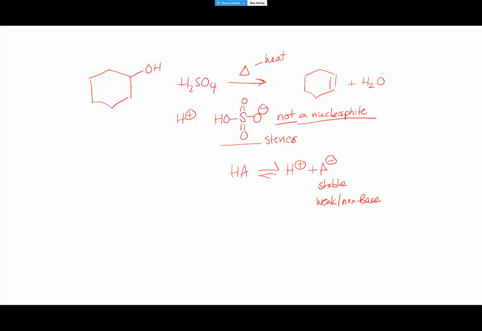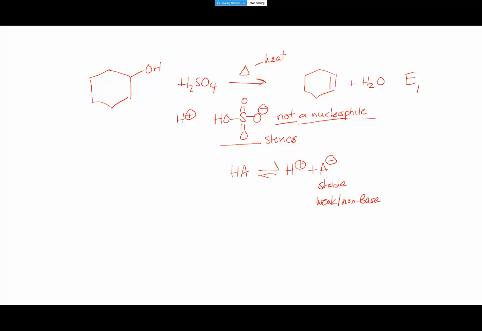And in this case, this mechanism would be an E1 mechanism because I'm going to form a carbocation. So that's where we changed our focus. We said with alcohols I have a little bit more control over when to do substitution and when to do elimination. And so when do we do elimination?